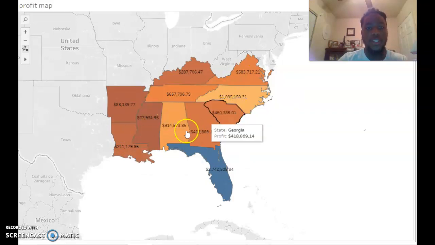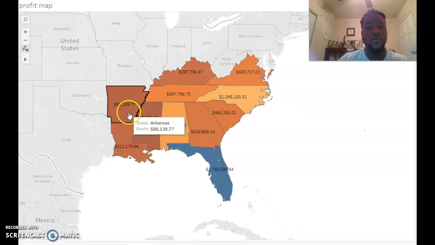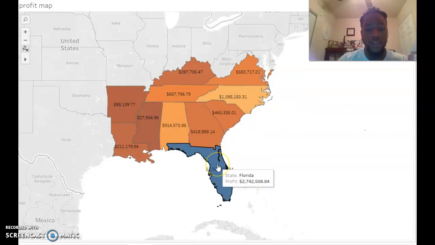So we know that this southern area is where we're not doing the best, except for Florida. Florida always does well because of its population, of its development. So we know that Florida does really good when it comes to sales.